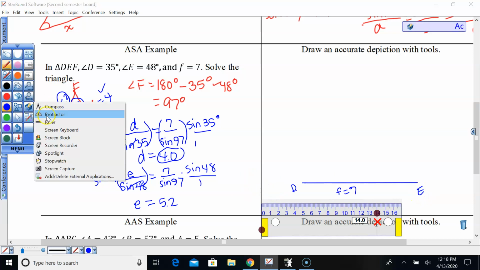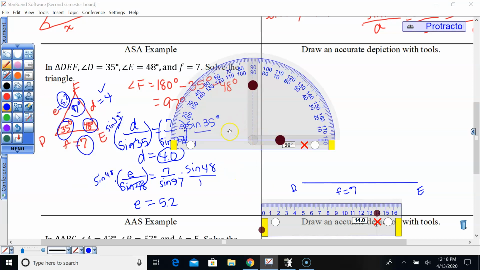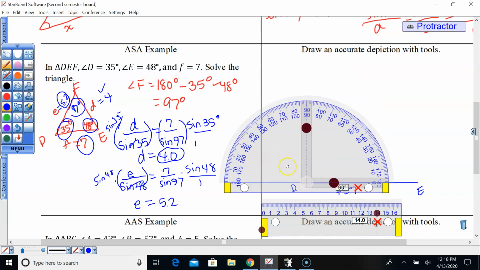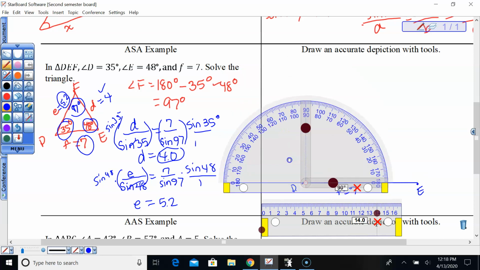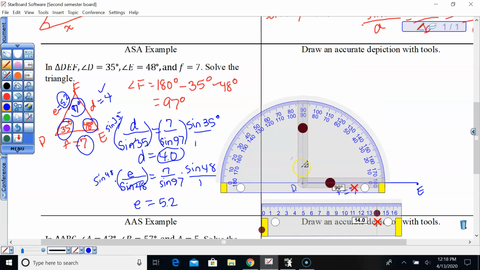So now I'm going to grab my protractor, and I'm going to line it up on point D. I'm going to put a little point down here so I can see it, a little point here. All right, so there's 0 degrees here. And what I want to do is open this up: 0, 10, 20, 35.